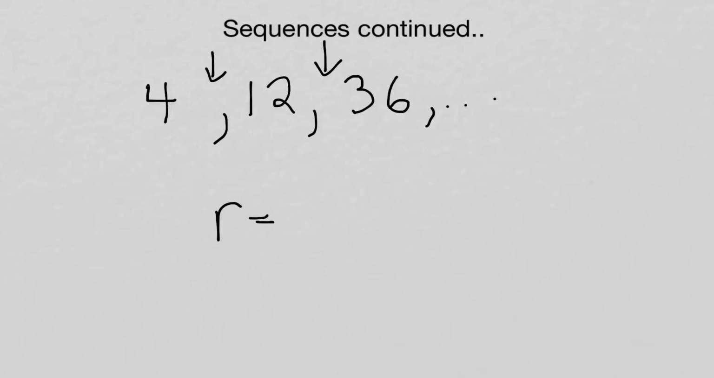And let's see, to make 4 into 12, you have to multiply it by 3. Let's try that with the 12. 12 times 3 is 36. So yeah, the ratio of this is going to be 3.